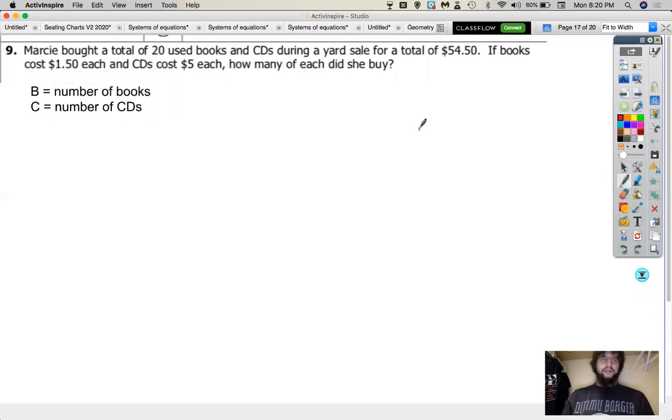Now, let's see. If I add my numbers of books, it's a total of 20, right? So that means if I add books and CDs, that should equal 20. That's what that problem says. A total of 20 used books and CDs. Books plus CDs equals 20. Cool. Total is $54.50. So that's my total monies.